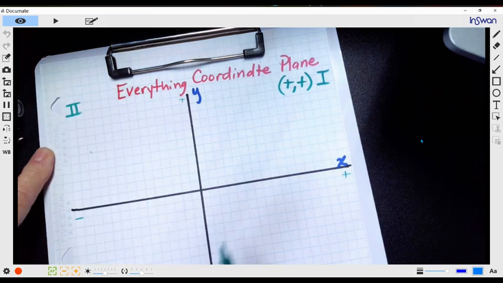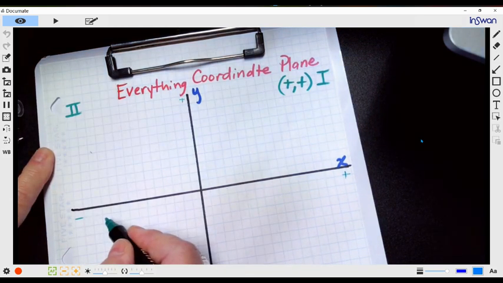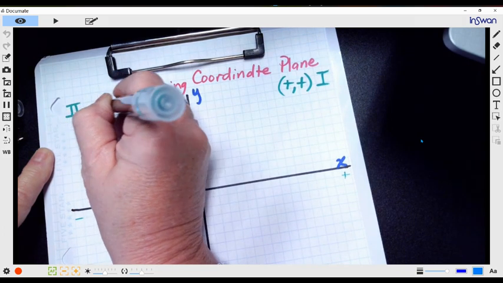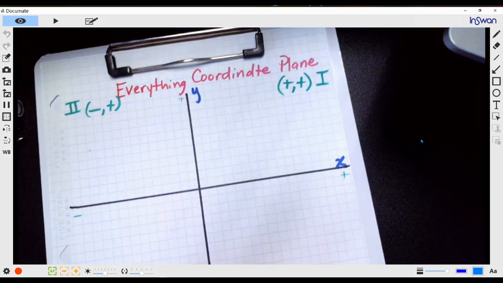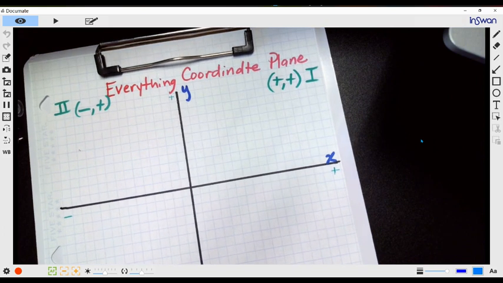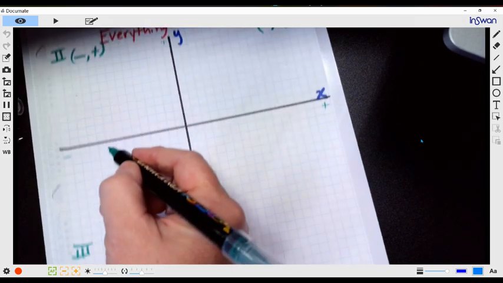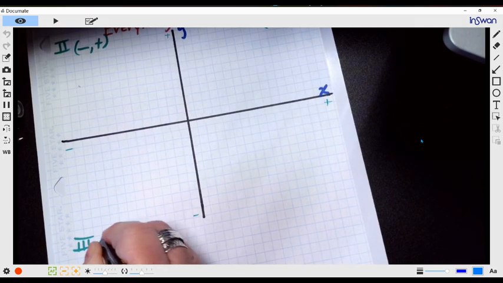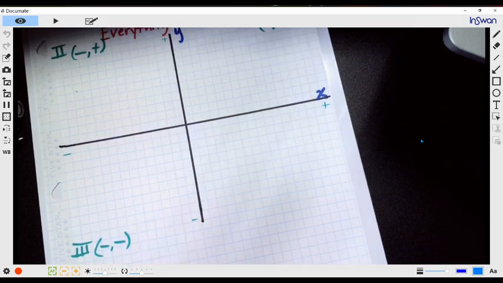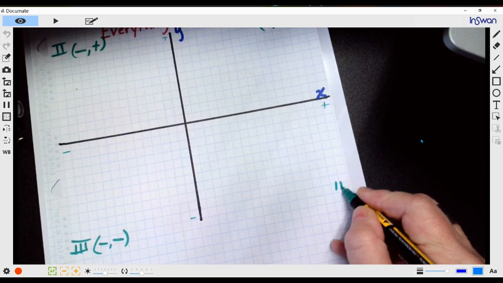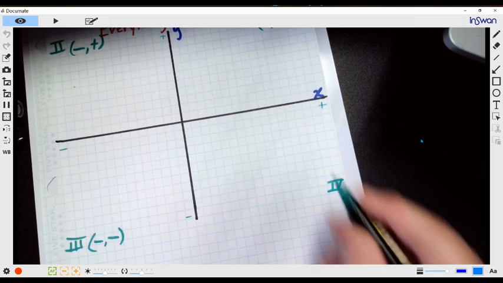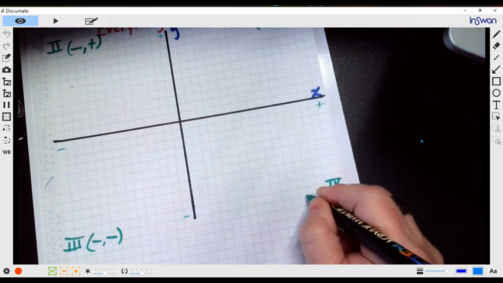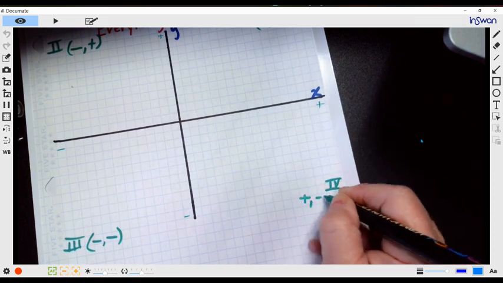Quadrant 2, in this one, you would go left, negative x, and up, positive y. So negative x, positive y. In quadrant 3, you would have negative x over to the left and down, negative y. So this would be negative, negative. A little bigger. And in quadrant 4, you would have a positive x because you go to the right, but you go down, so it would be a negative y. So this would be positive x, negative y.